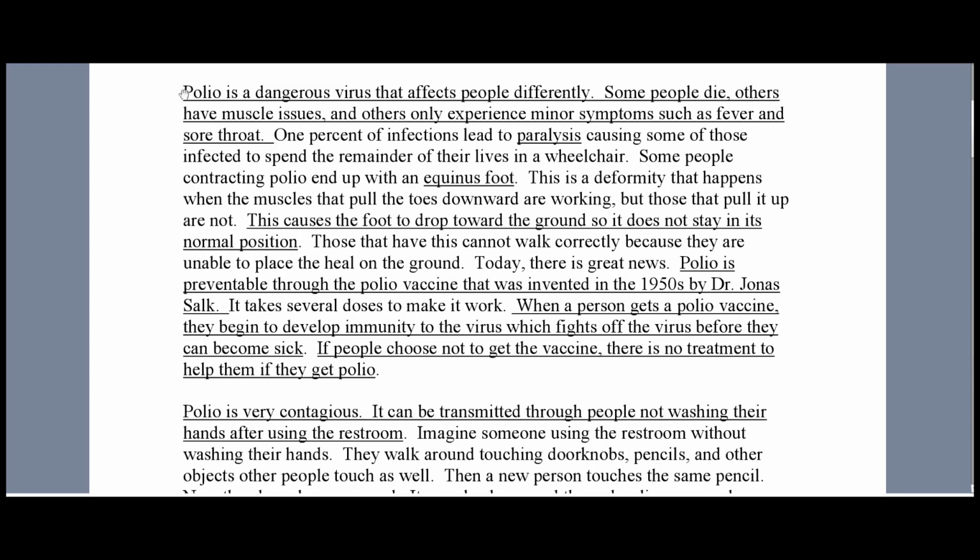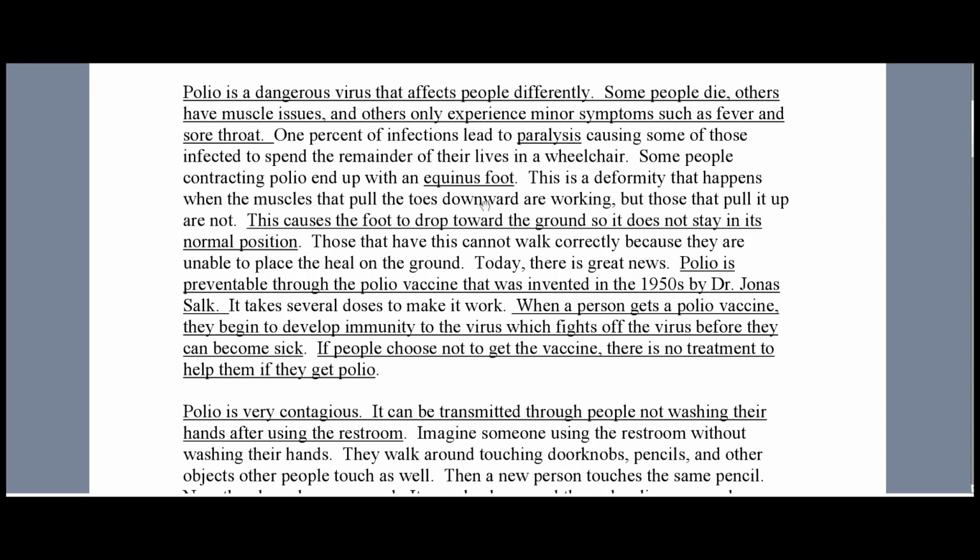Let's look at paragraph 2. Paragraph 2 tells some of the things that polio causes, and that's what the prompt has asked us to write about. It says polio is a dangerous virus that affects people differently. Some people die, so it can cause death. Others have muscle issues. Others only experience minor symptoms such as fever and sore throat. It can cause paralysis. It can cause equinus foot. I want you to give at least 3, only 3.